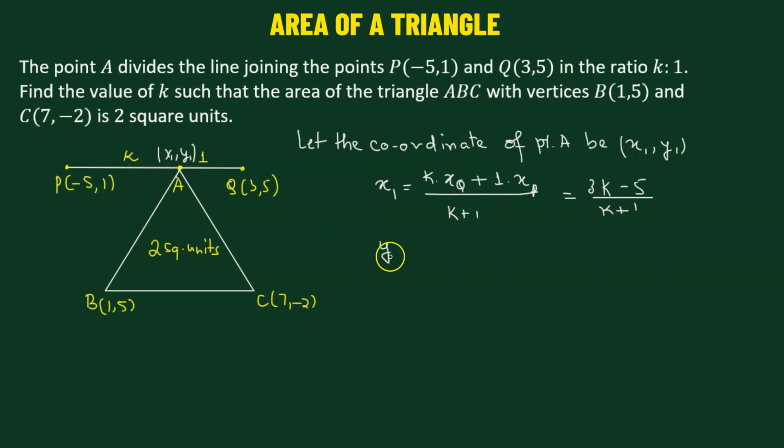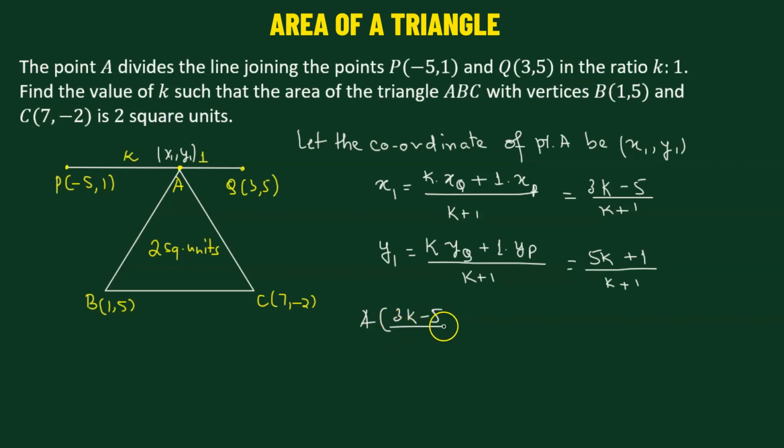Then to define the y coordinate of point A, we'll take K times the y coordinate of Q, and add it to 1 times the y coordinate of point P. This will be divided by K plus 1. Since the y coordinate of Q is 5, we have 5k, and the y coordinate of P is 1, so we get 1 times 1, which is simply 1. So we have 5k plus 1 divided by k plus 1. So that means A has the coordinates 3k minus 5 divided by k plus 1, 5k plus 1 divided by k plus 1.